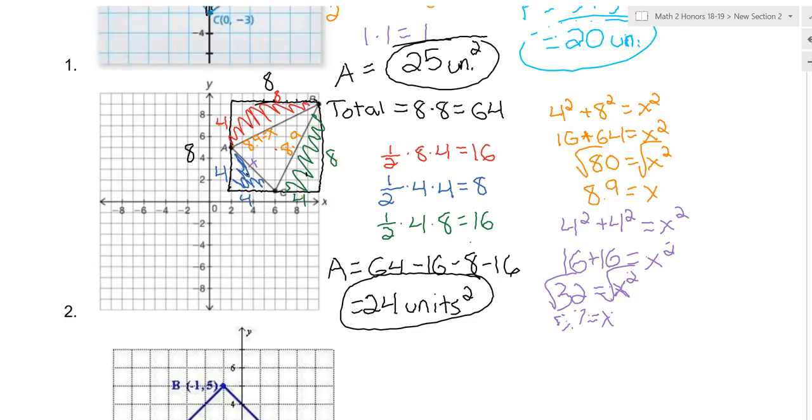So then our perimeter equals 8.9 plus 8.9 plus 5.7, right? All the pieces of that, which equals 23.5 units.